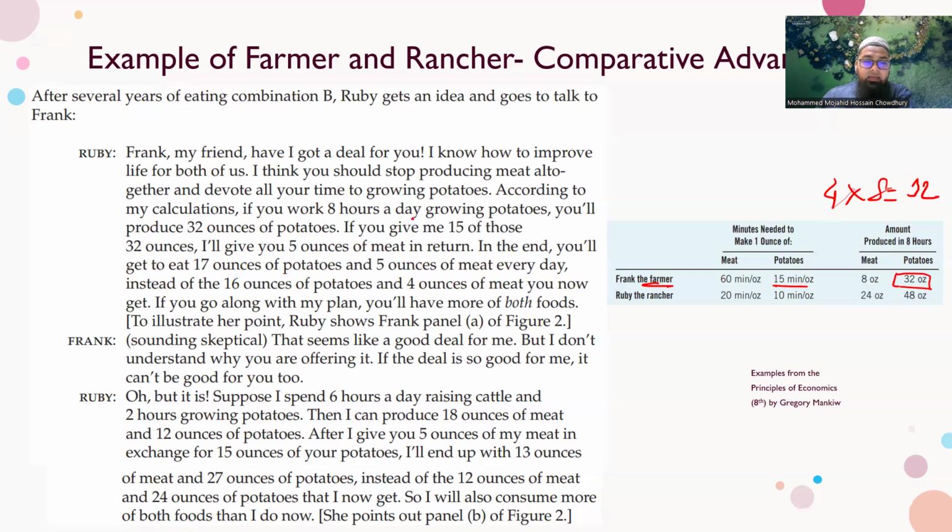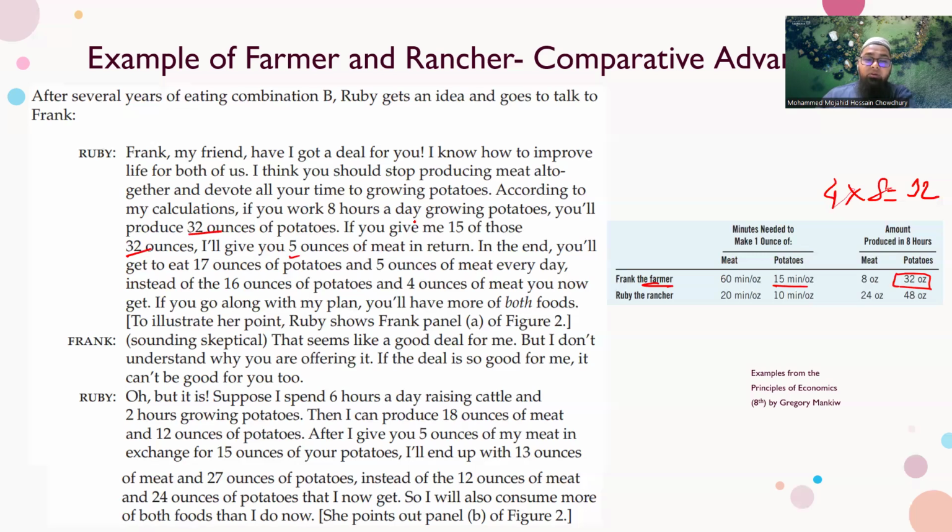Okay, and then according to my calculations, if you work 8 hours a day growing potatoes, you will produce 32 ounces of potatoes. I have shown here. If you give me 15 of those 32 ounces, I'll give you 5 ounces of meat in return.